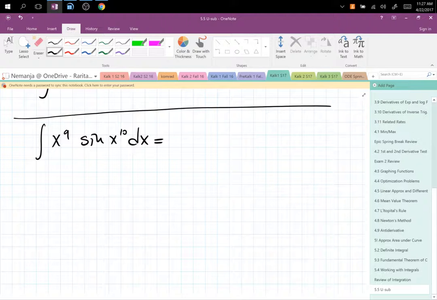What's the function of the pair here? I know. Actually, x to the 10 and x to the... actually 10x to the 9. Good. Let's see what you get.